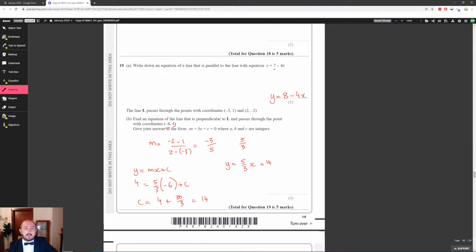The question wants the answer in this form, so we're going to make sure we get rid of all of these fractions. So we get 3y equals 5x plus 42, and then take the x over and the c to get negative 5x plus 3y minus 42 equals 0.